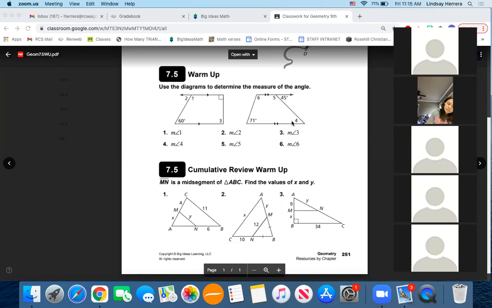Now come down here to angle 4. Angle 4 is an alternate interior angle to this 45 degrees, right? We have parallel lines. Here's our transversal. So we can say angle 4 is also 45 degrees. Now to find angle 6, add up angle 5, angle 4, and 71, and you will be able to get angle 6. Subtract it from 360.